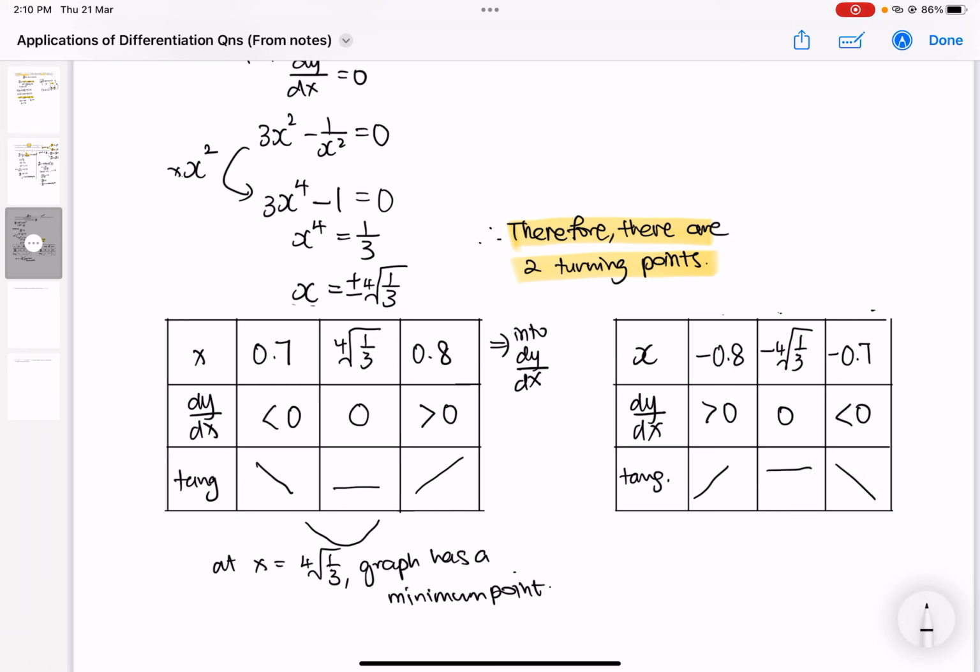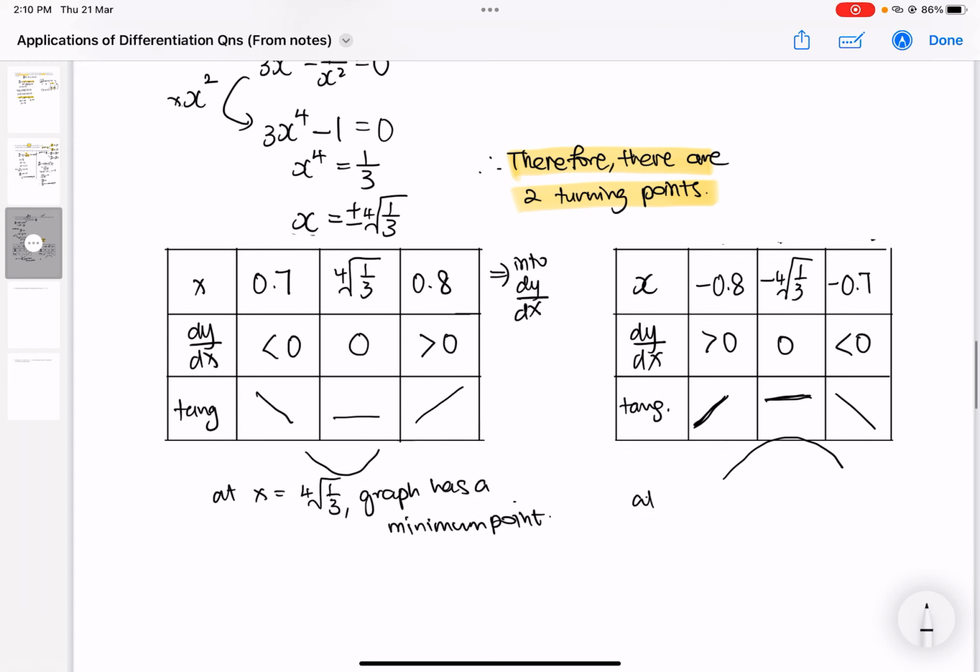When dy dx is positive, my tangent is going upwards. dy dx equals 0, it's horizontal. dy dx less than 0, it's a sloping downwards tangent. So, you can see that this is the shape of the graph. Therefore, at x equals the negative fourth root of 1/3, graph has a maximum point.